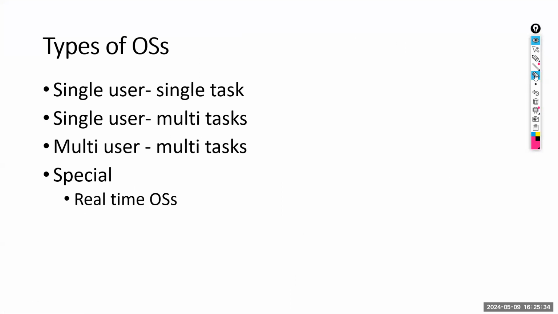Right. So now we move on to the classification of operating systems. The common classification is single user, single task OSs, single user multitask OSs, multi-user multitask OSs, and finally, special OS. There's a special type of OS called real-time OS. Right. So let's take them one category by one.